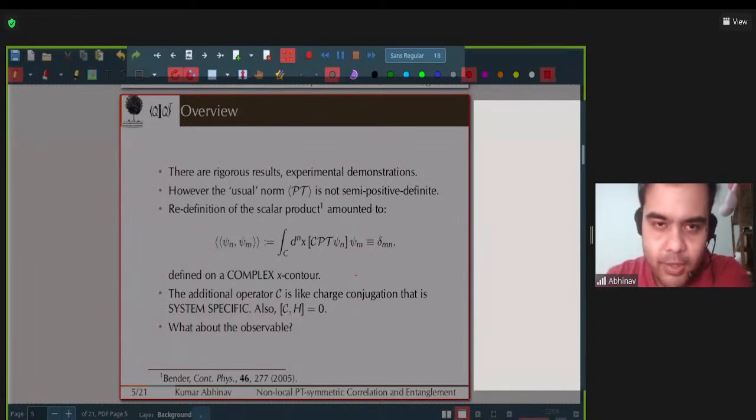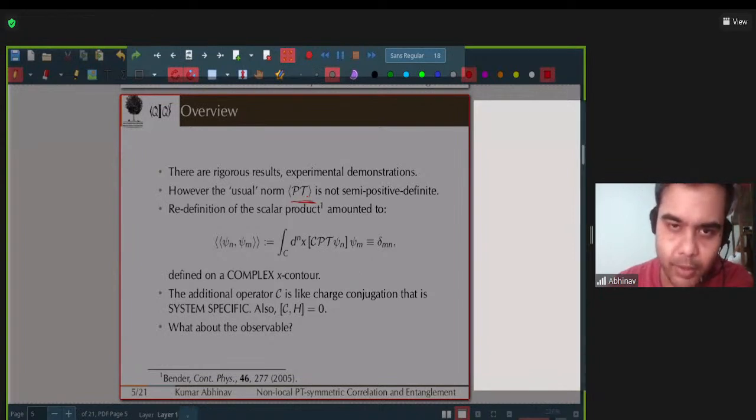The norm itself was found by simply taking the expectation value of PT within a given state, which turns out to be the norm in this system. That's not semi-positive definite. So the interpretation of probability, which is positive, requires that you introduce one more operator, called the charge conjugation operator, though it has nothing to do with ordinary charge conjugation; it just looks similar. Introducing it additionally constitutes a positive definite norm.